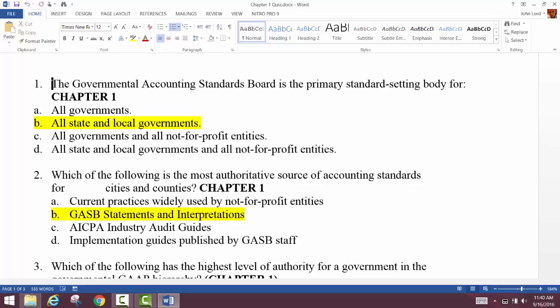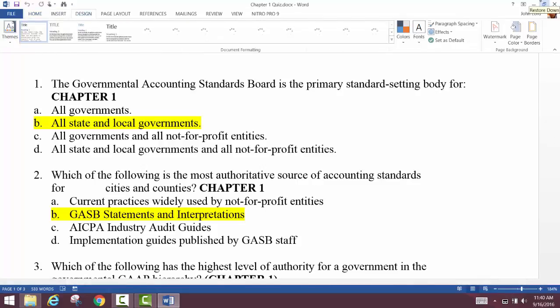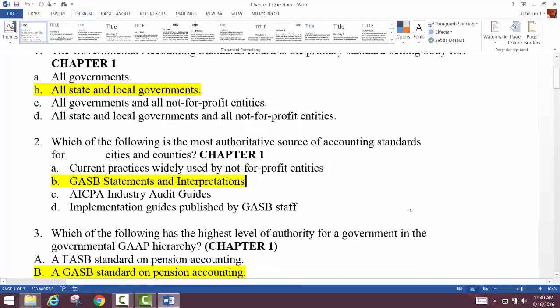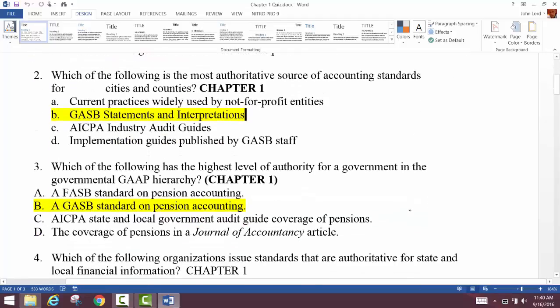So anyway, the Governmental Accounting Standards Board is the entity that sets accounting standards for who? What we're studying in this class? State and local governments, right? Okay, which of the following is the most authoritative source of our accounting standards? It's GASB. Which of the following has the highest level of authority for government? It is GASB.